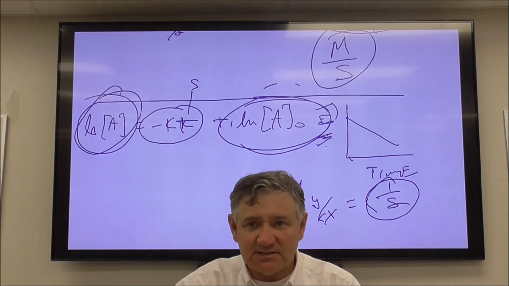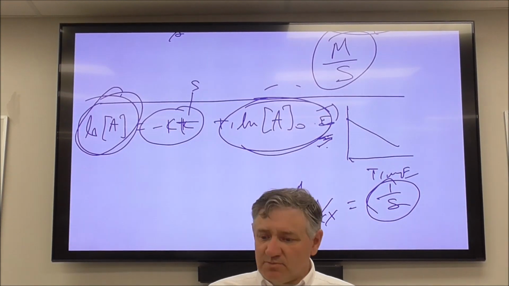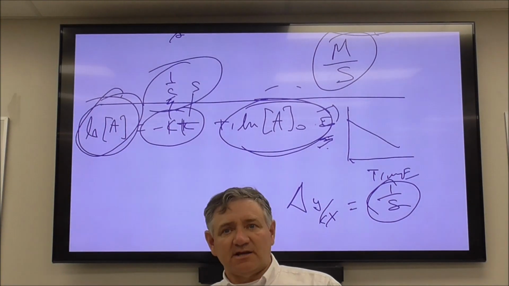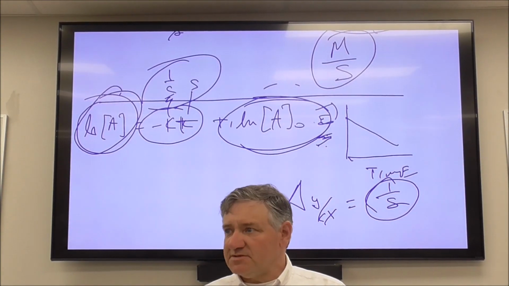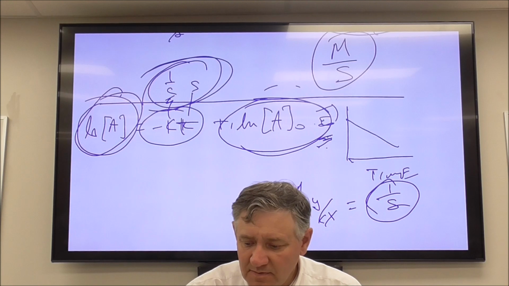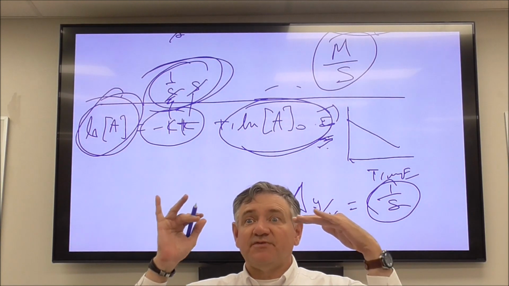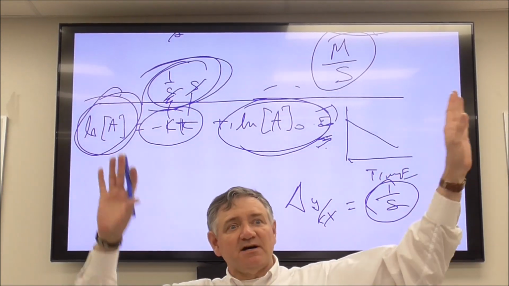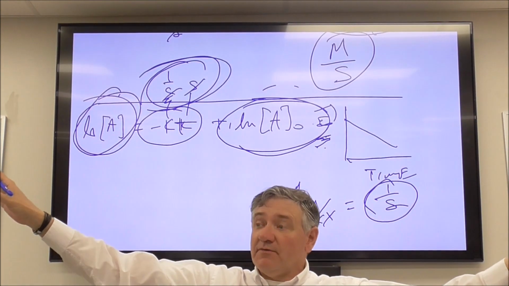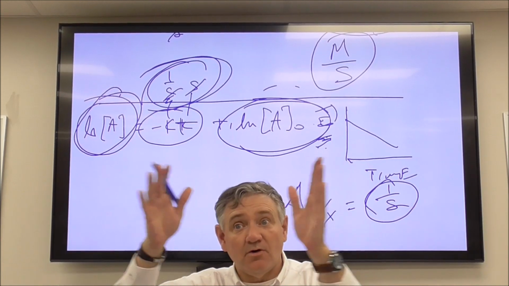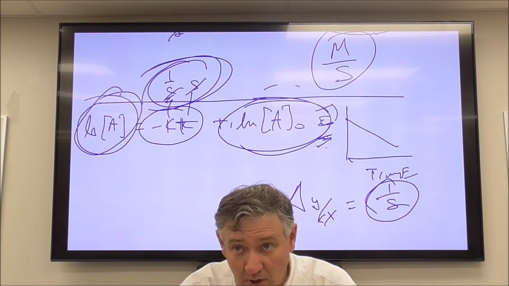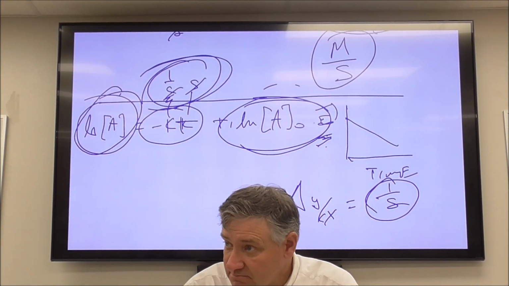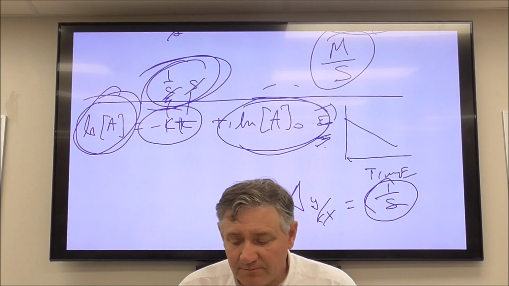Time is going to be in seconds, so the only way that I can make this work out is if my K value has 1 over seconds. Okay? So 1 over seconds. So this is why this works, because my KT value can't have any units, because when I take the natural log of stuff, that doesn't have any units either. So you can look at it in terms of slope. You can look at it in terms of units. Okay? Whatever works for you.